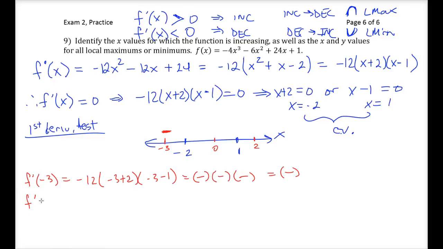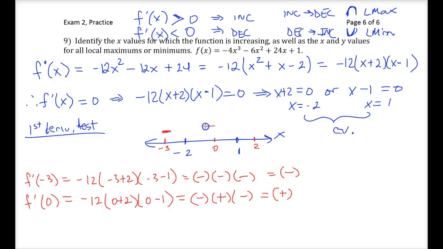So now we do the same thing, and we plug in 0, or evaluate the derivative at 0. And so again, we'll just plug in, and we see that we have a negative number times a positive number times a negative number, so that result is going to be positive. So that means our graph is increasing.